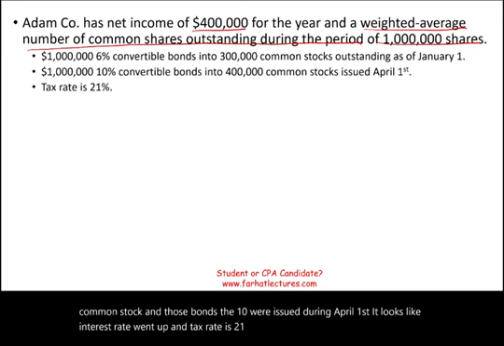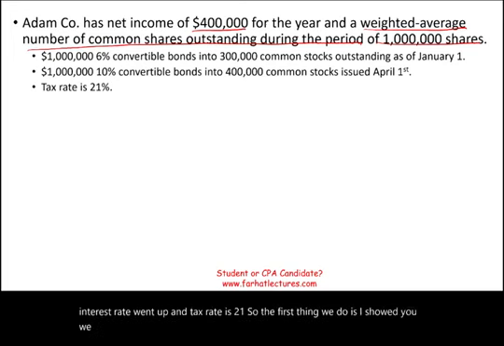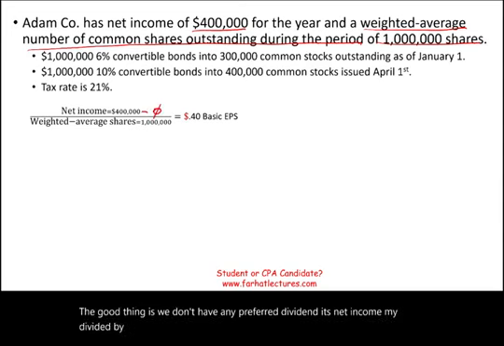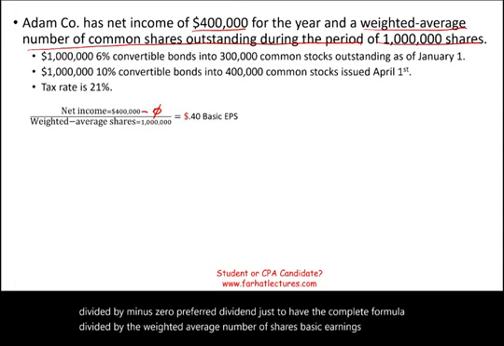So the first thing we do, as I showed you, is compute basic earnings per share, basic EPS. How do we compute basic EPS? Well, the good thing is we don't have any preferred dividend. It's net income minus 0 preferred dividend, just to have the complete formula, divided by the weighted average number of shares. Basic earnings per share is 30 pennies.